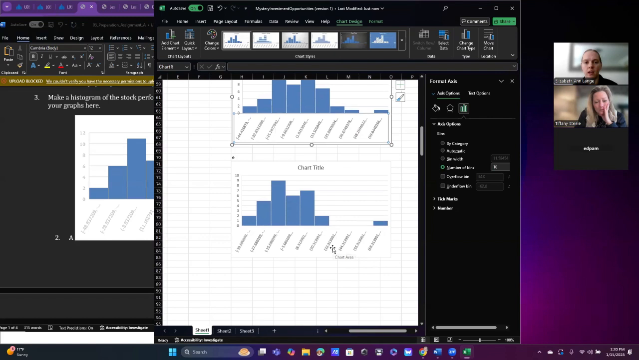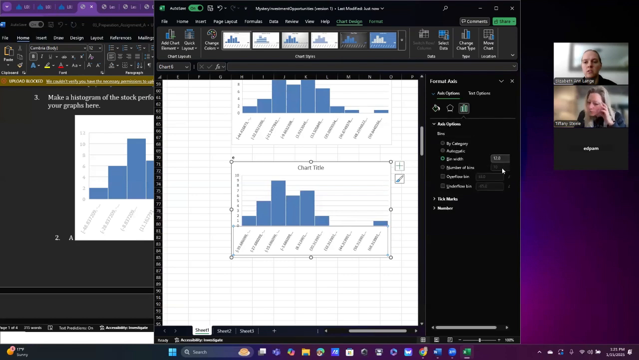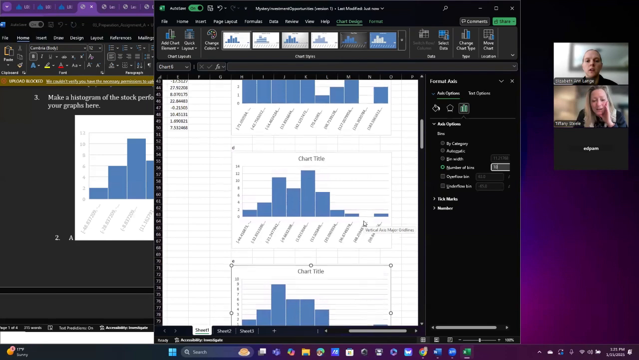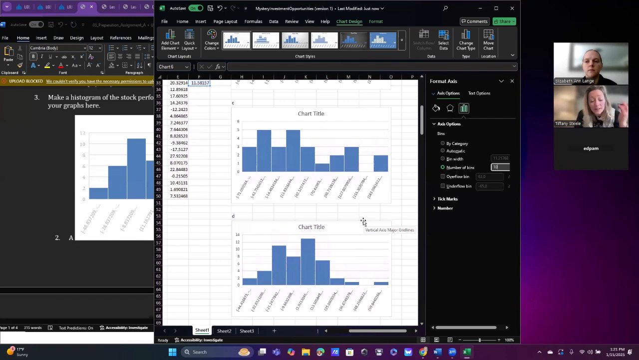And then what about E for you? My E looks similar, but not all the way. Oh no, sorry, it does. It looks the same. So that's why, if we don't know how many bins, I had a different number of bins, so mine looked different than yours.